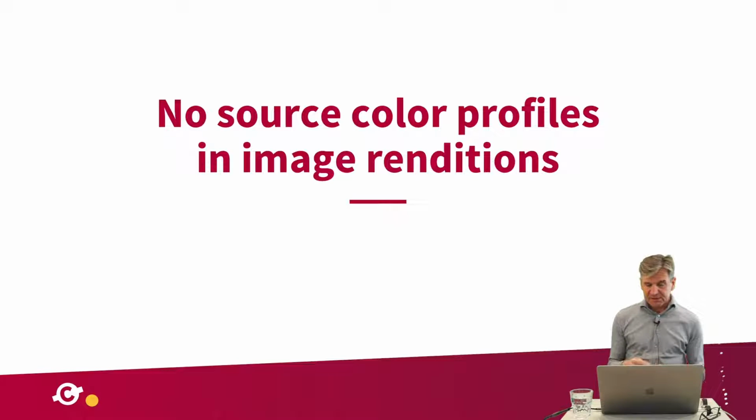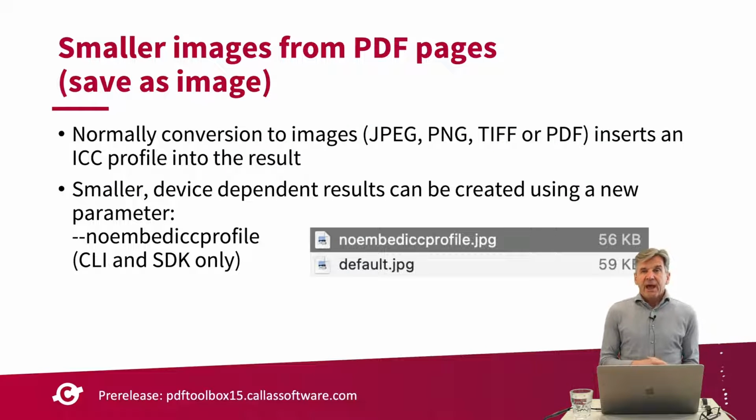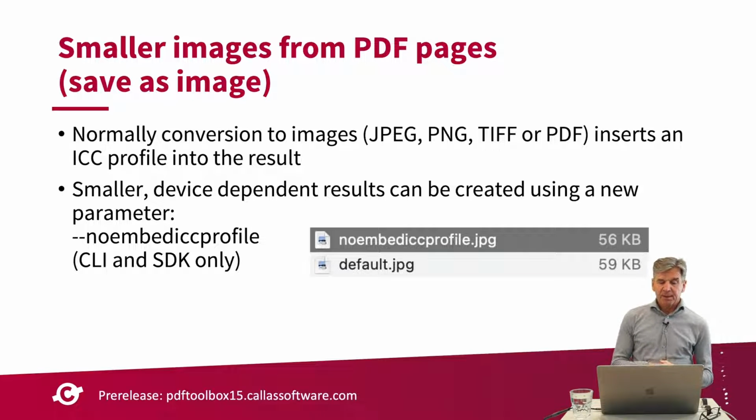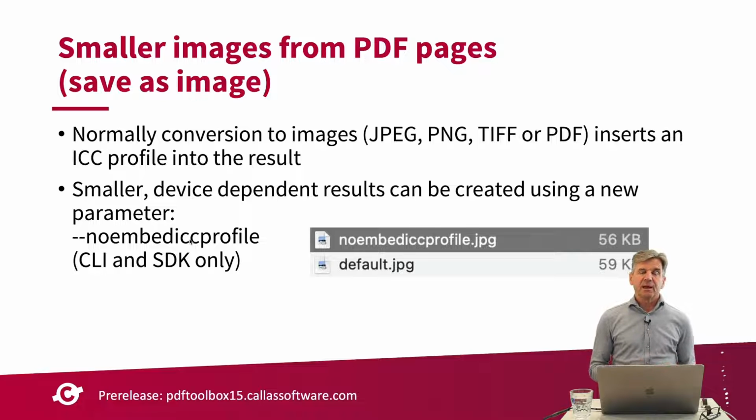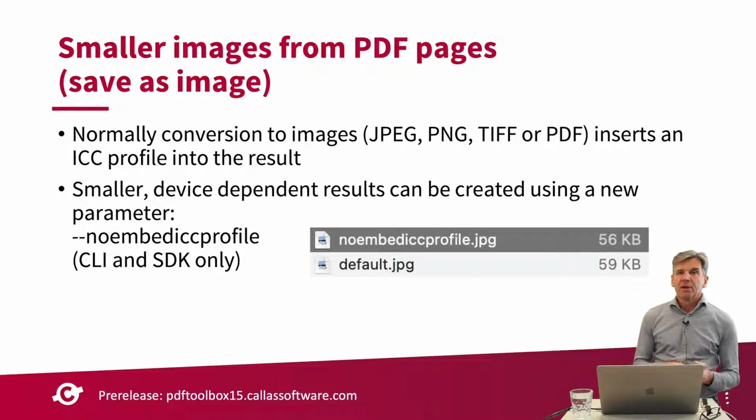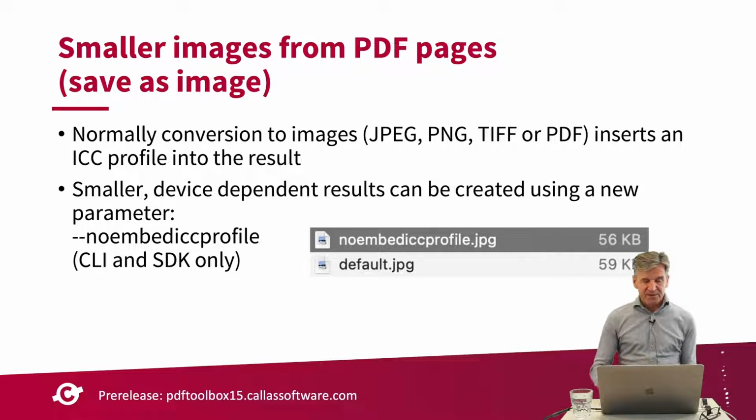These are really small features. No source color profiles in image renditions. As I've just said, for actions, you can convert a PDF page into an image. And always in pdfToolbox 14, the result file will contain an ICC profile, either the default ICC profile or one that was associated with the PDF page. Usually that makes sense, but sometimes you don't want that. Sometimes you want device-dependent results. One advantage is the result file is slightly smaller. So you have a new parameter in CLI and SDK only, so this is not available in desktop: no embed ICC profile. As you can see here in my example, you can save 3 kilobytes of disk space.